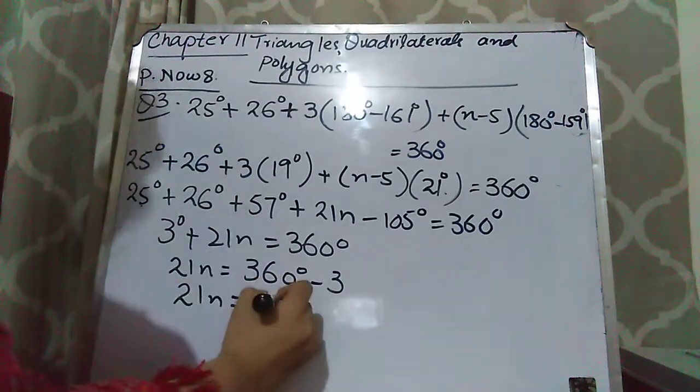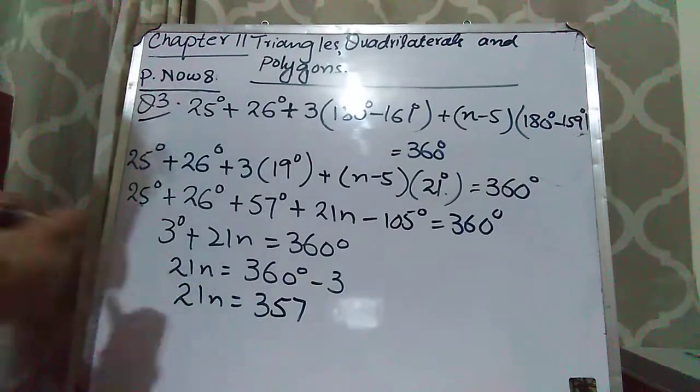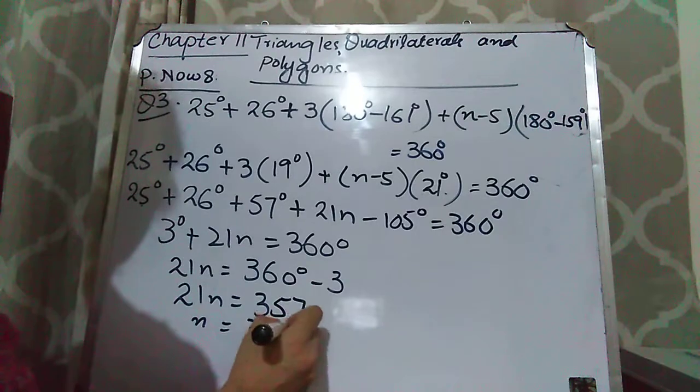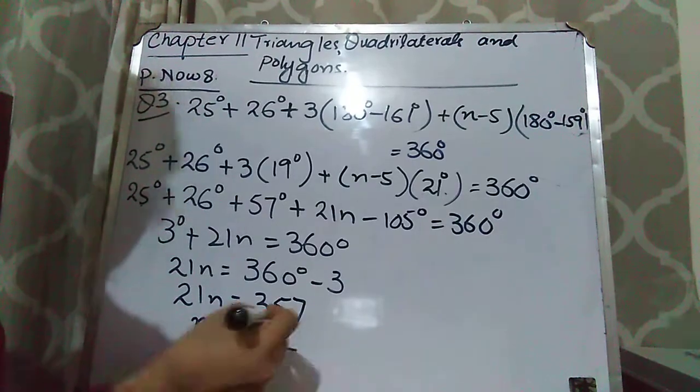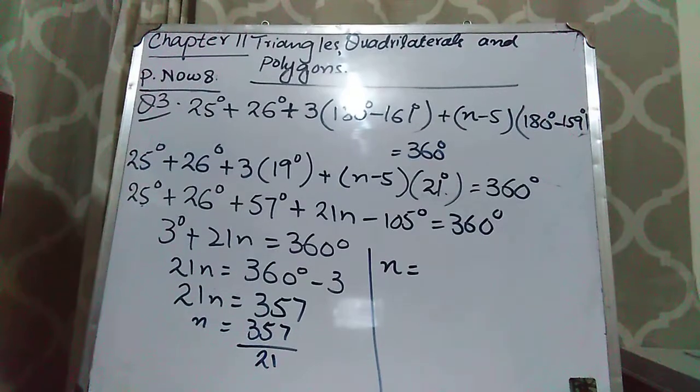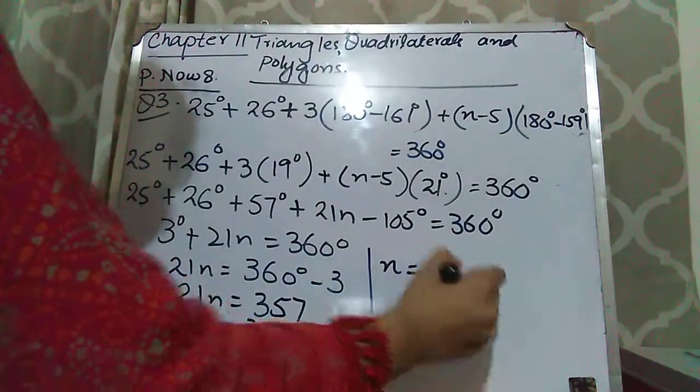357. Now this 21 is multiplying, so when we go to that side, it will divide. So 357 divided by 21. So the value of n is 357 divided by 21. It's 17. So the value of n is 17.